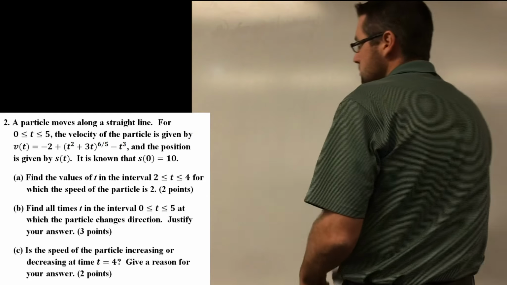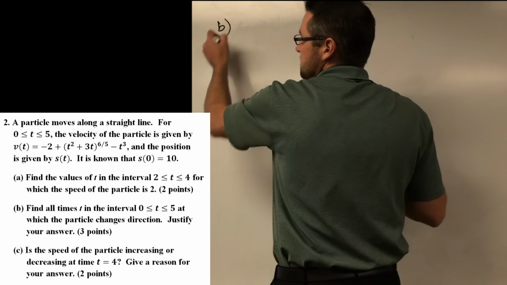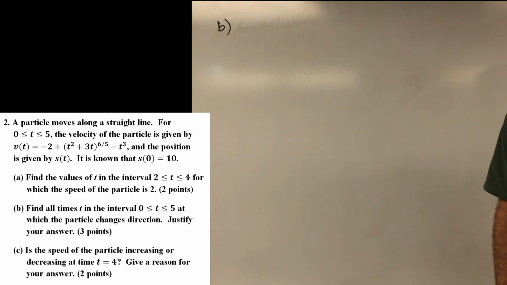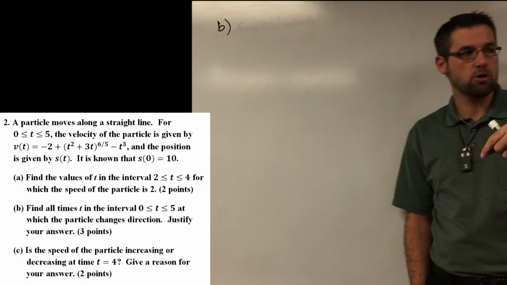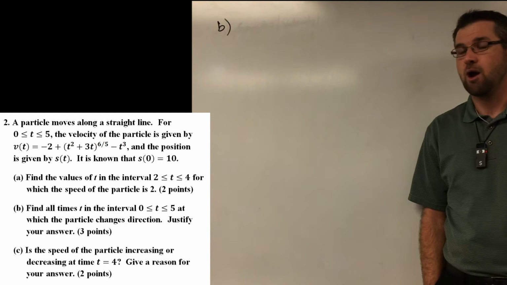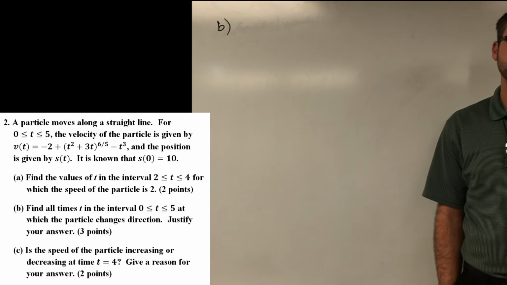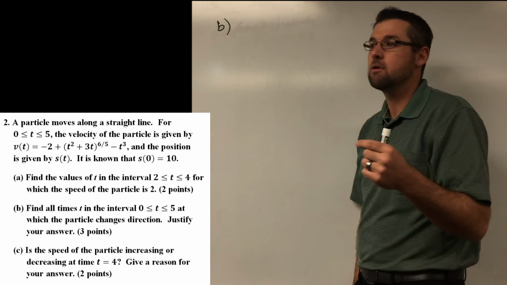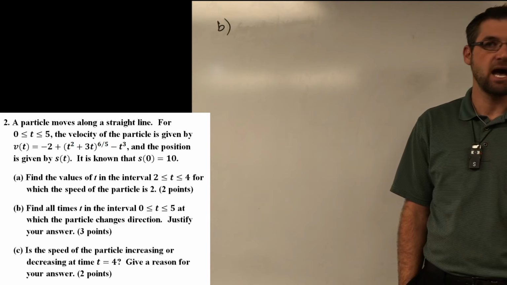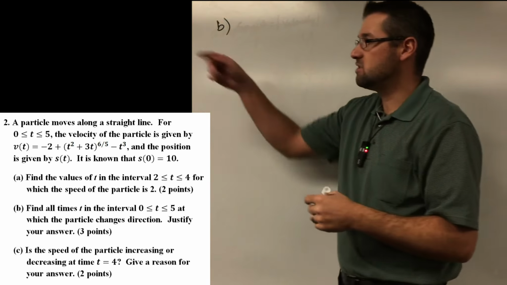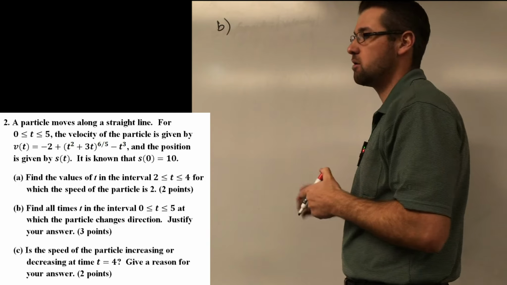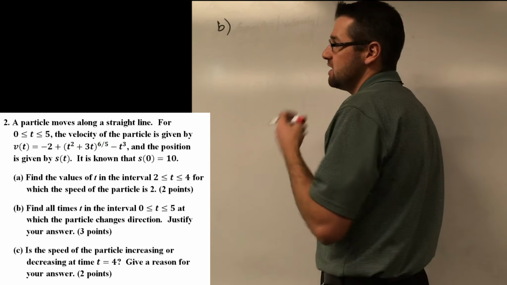So B: it says find all times in the interval 0 to 5 on which the particle changes direction. The particle, which is the original function f, or x of t in this case, changes direction when what? When velocity changes signs. Okay? So this is velocity, right? So what are the points that we're looking for? Zeros and does not exist.